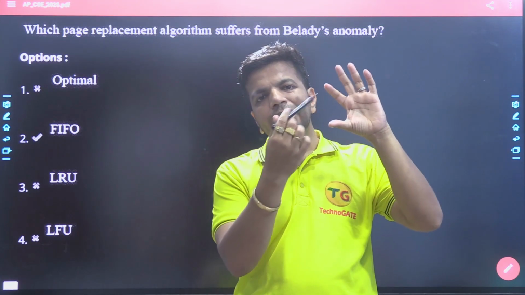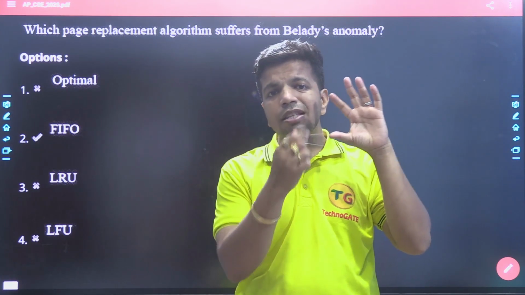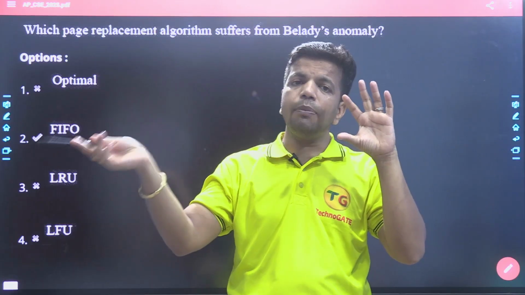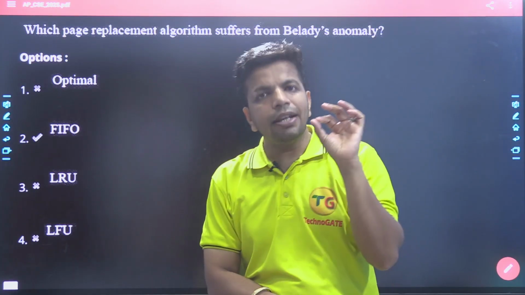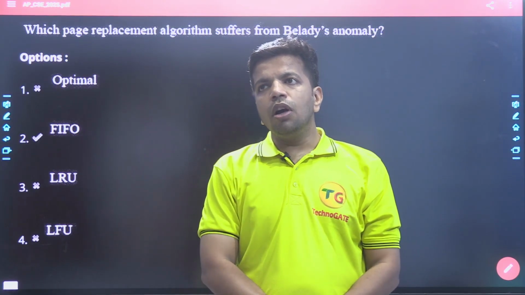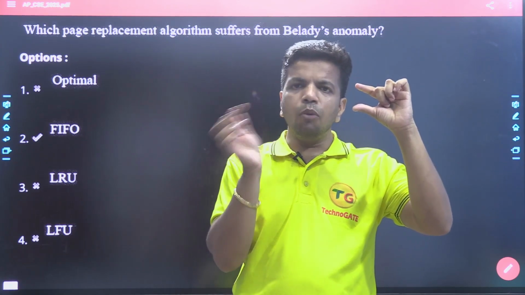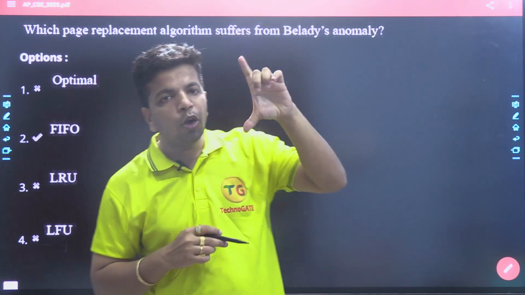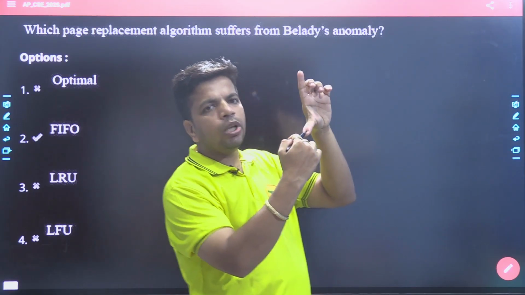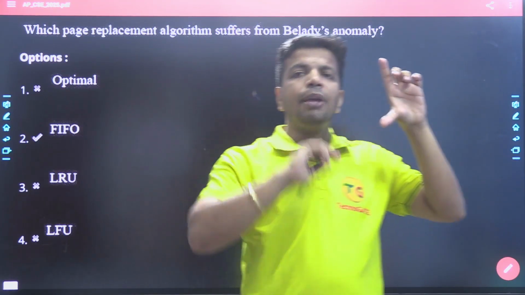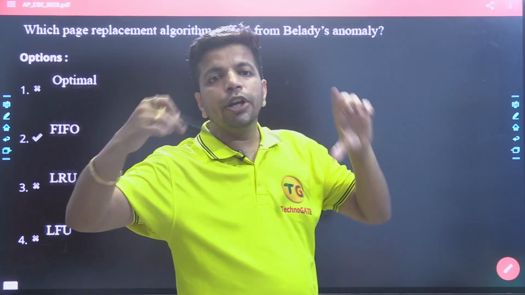If a page is available in memory, it is called a page hit. If a page is not available in memory, then we need to bring that page from secondary memory to main memory. That is called a page fault. If you have a limited amount of memory, then definitely the page faults are more. So if we increase the memory or the number of frames, we can store more pages in the memory.